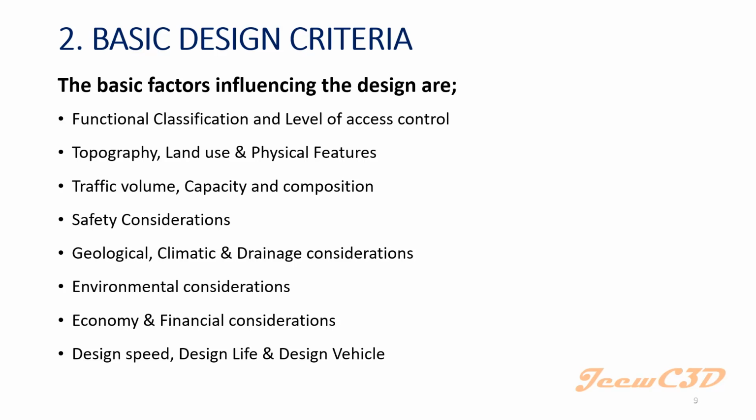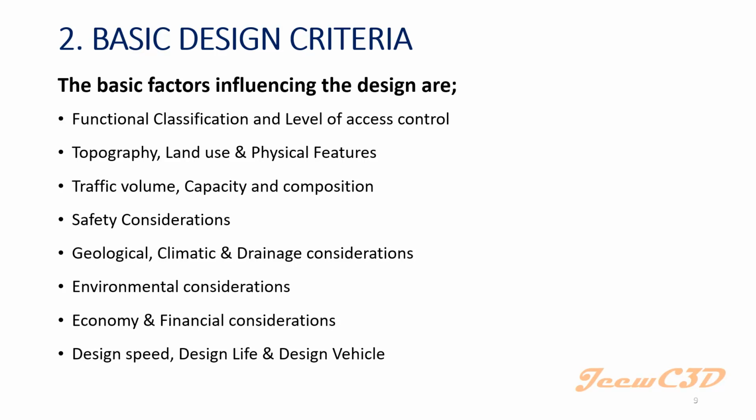Then you have the topography, land use and physical features. So these criteria also should be considered when designing roads. Topography means what kind of land, what kind of area you have. I will be discussing in detail in a later slide under vertical alignment, but in general I can tell you topography means whether you have a flat land or a mountainous land, or a combination of mountainous and flat land in that area where you design the road.